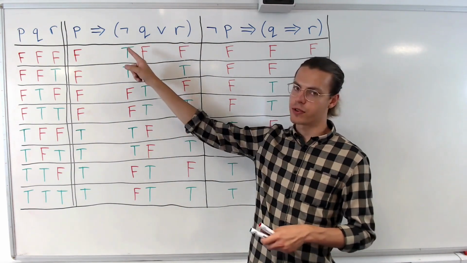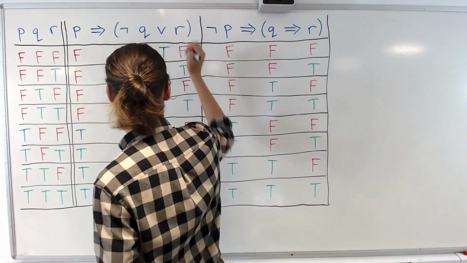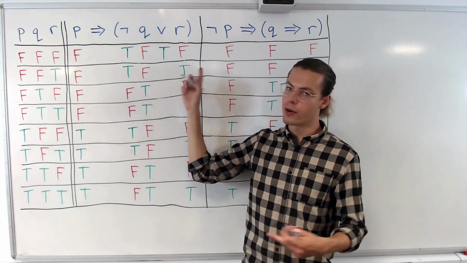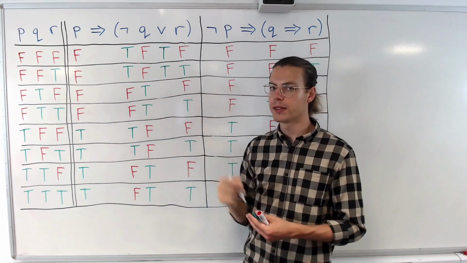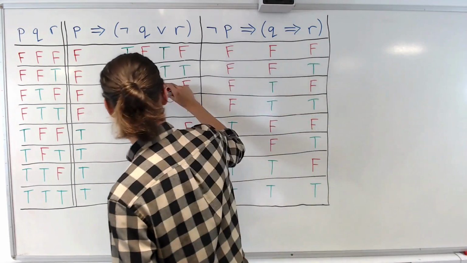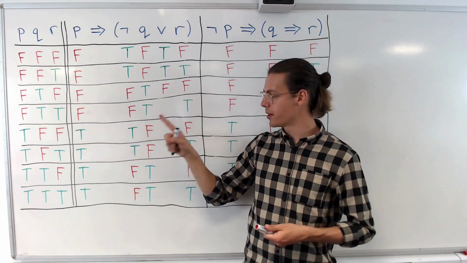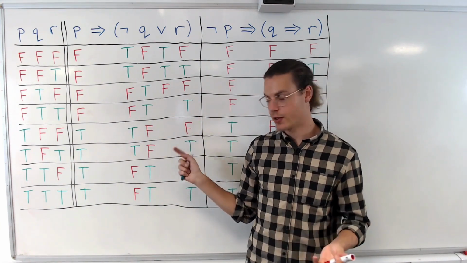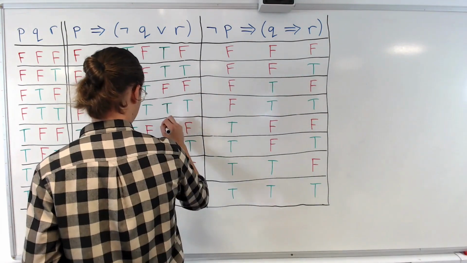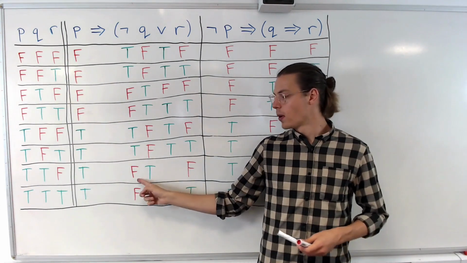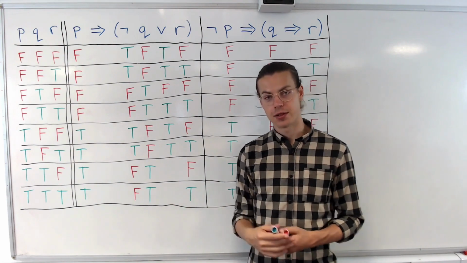So first up we have true or false. That's true. True or true is true. False or false, false. And then false or true is true. True or false is true. True or true is true. Then false or false is false. And false or true is true.